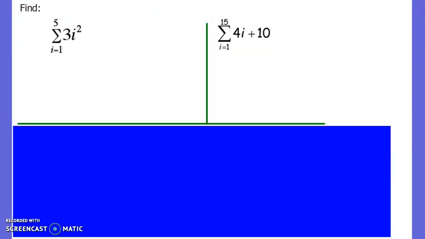So let's go to the next screen here and try employing a few of those shortcuts. So possibly the factoring in the first term here, or maybe the factoring in the second one. See if you can find the answers to these two sequences or series, and then I'll show you a couple more shortcuts as well.